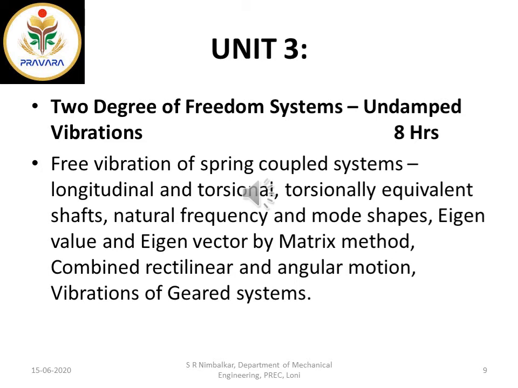Then there are eigenvalues and eigenvectors, which we will also study as unit 3 starts. Again there are combined motions. Combined motion means, mostly we come across 2 types of motions. One is the rectilinear, and rectilinear motion means it is along the line. And the other is the angular motion. Angular means it is around the center.